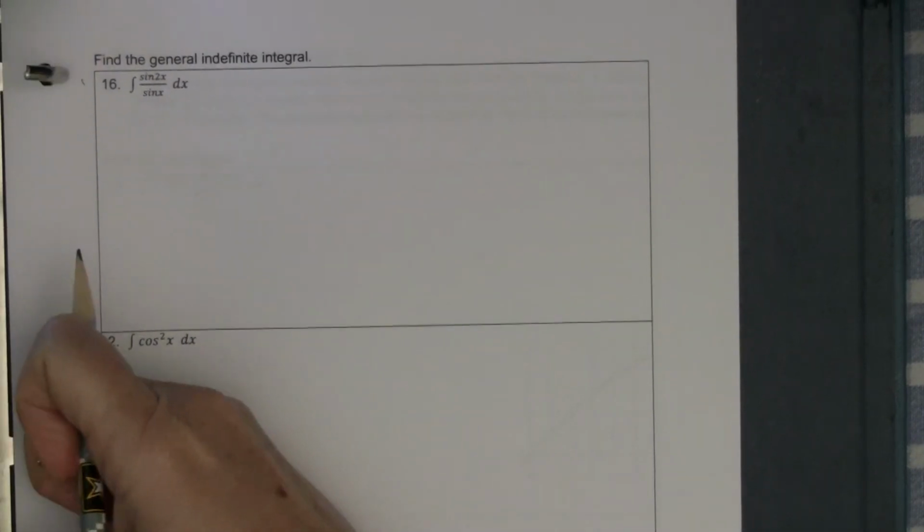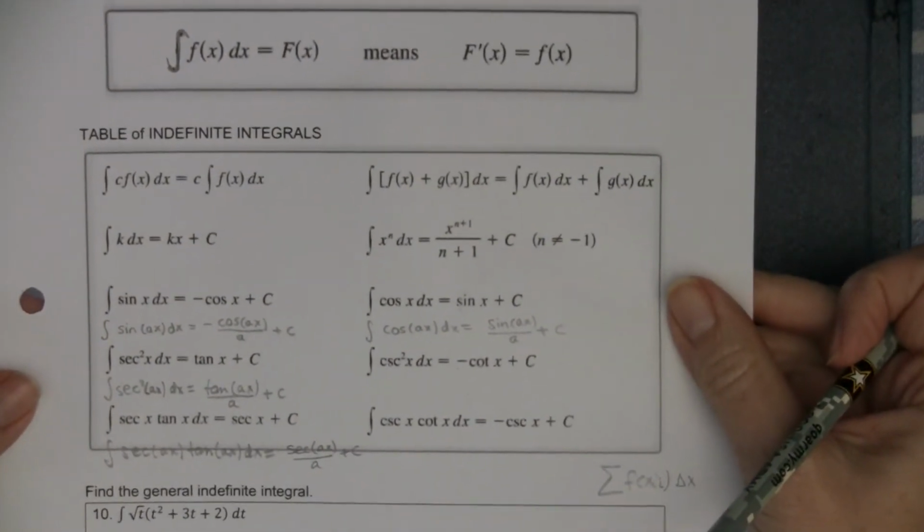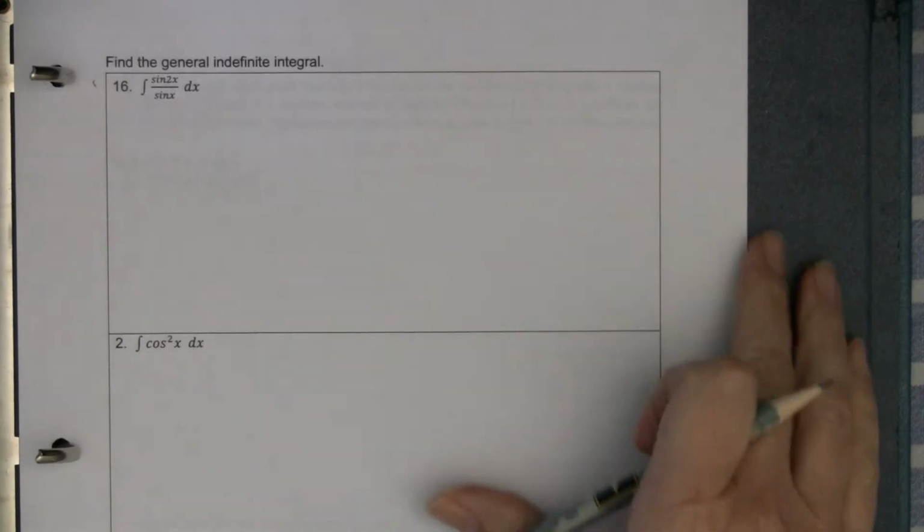And so this is problem 16 out of your book, and it's asking us to find the general antiderivative, or the general indefinite integral. So the antiderivative is what we're trying to find. And you notice that that's not in my list to do a division. So here's my list again, and I don't have a division in my list. So what I have to do is divide this first.